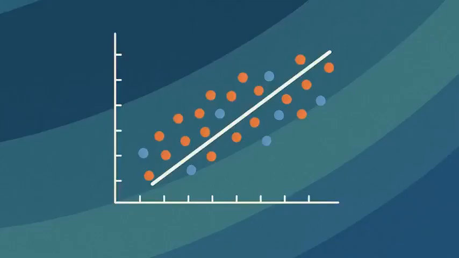In this presentation, we'll explore how to interpret the slope and y-intercept of a line of best fit. These concepts are key to understanding relationships in data and making informed predictions.